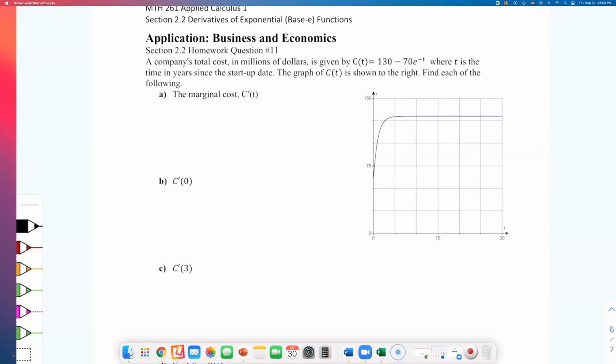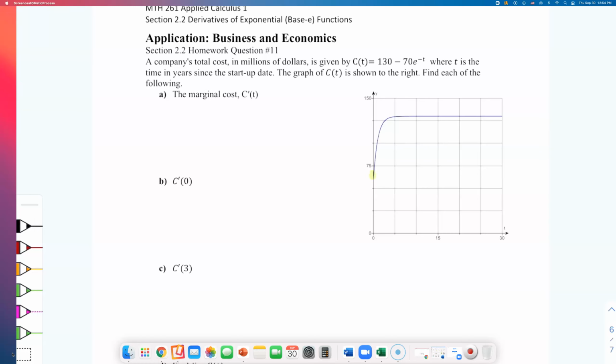Homework question number 11 for section 2.2 is asking: a company's total cost in millions of dollars is given by C(t) = 130 minus 70 times e to the negative t power, where t is the time in years since the start-up date. So this is what I'm seeing. When they started, the cost was down here, when they first started.